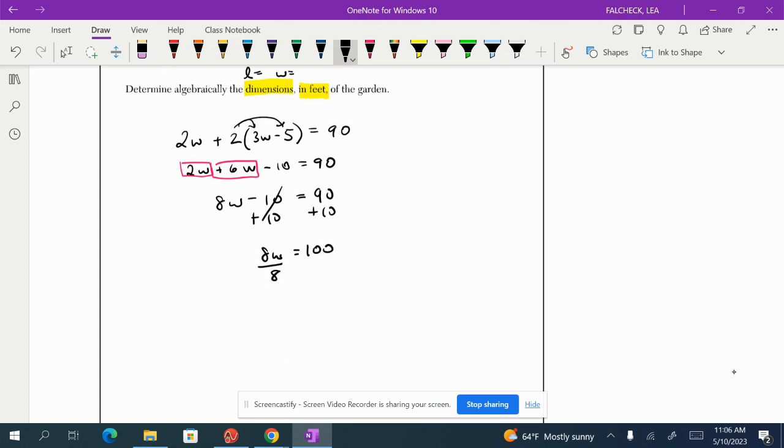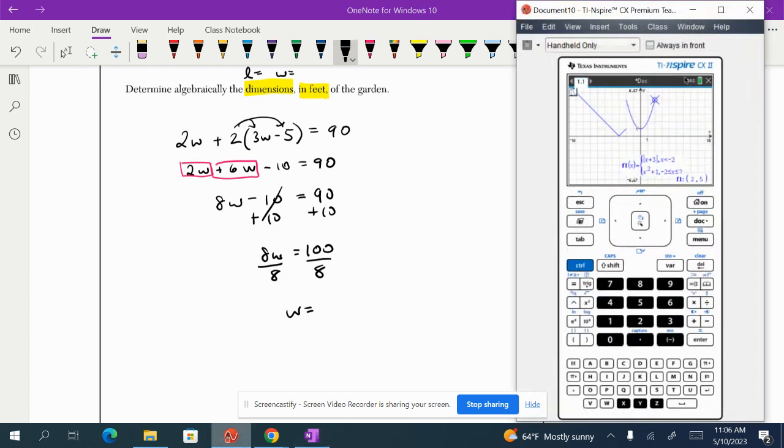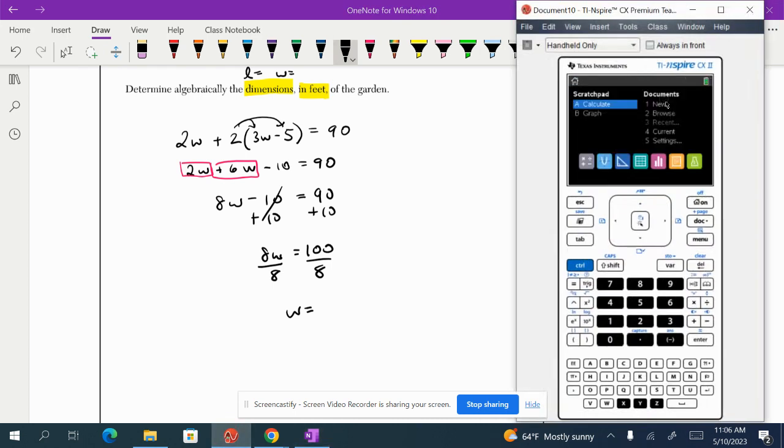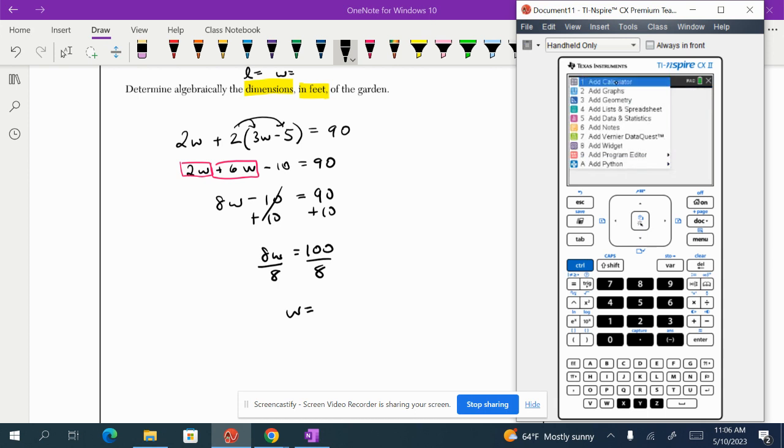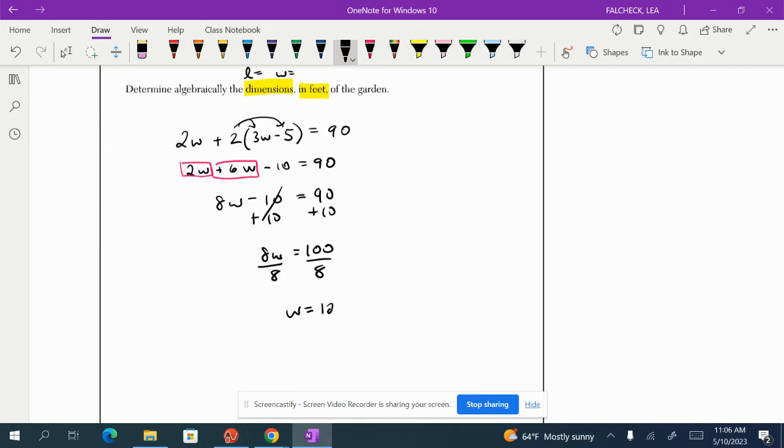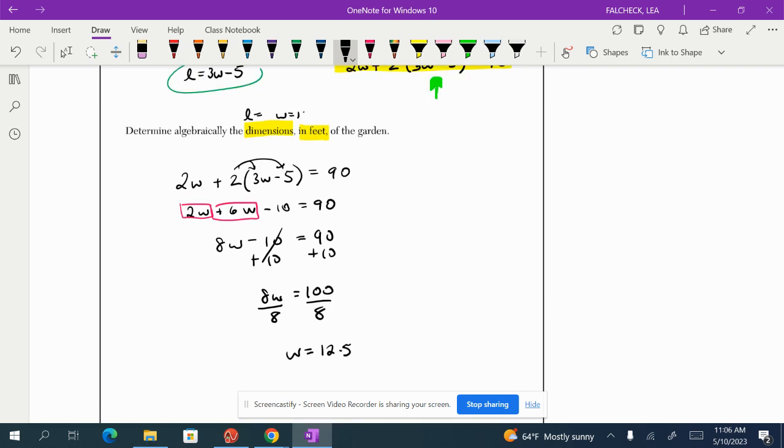I'm going to divide both sides by 8, and I get W is equal to 100 divided by 8. Let's see what that would look like. 12.5. So we have a width of 12.5. That's one dimension. Now I need the other dimension, the length.